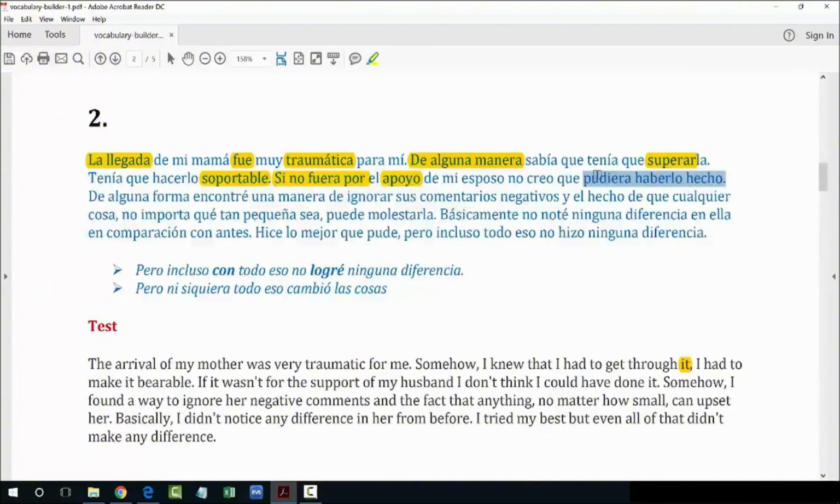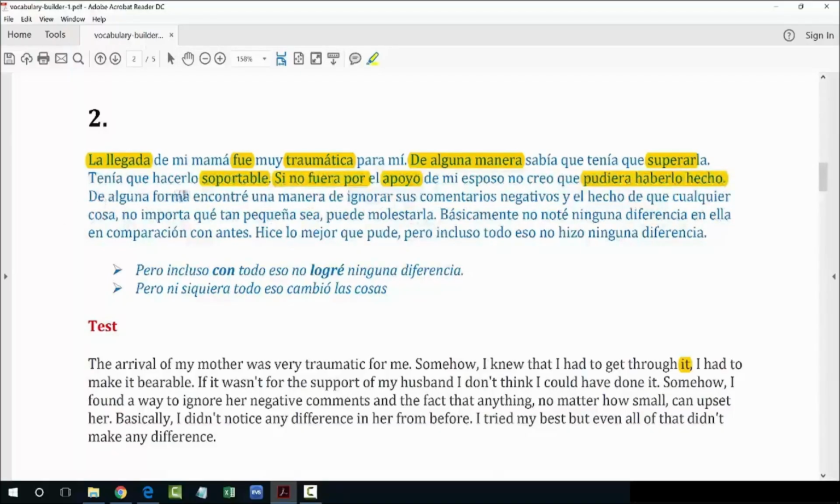Here we have another gap in our Spanish. This again relates to the past subjunctive. So what it's saying is, I don't think I could have been able to do it. If it wasn't for the support of my husband, I don't think that I might have been able to do it. Something like that. This pudiera belongs to the past subjunctive.